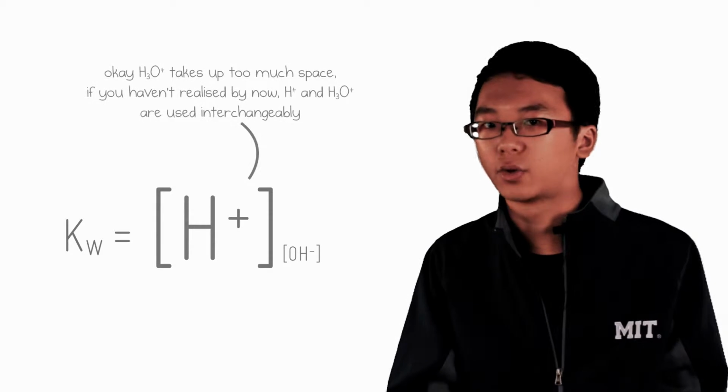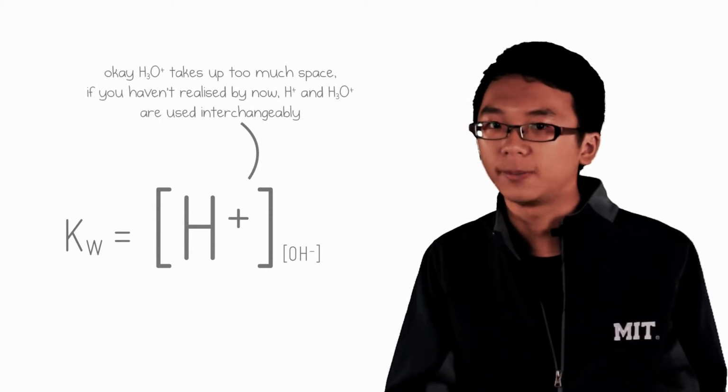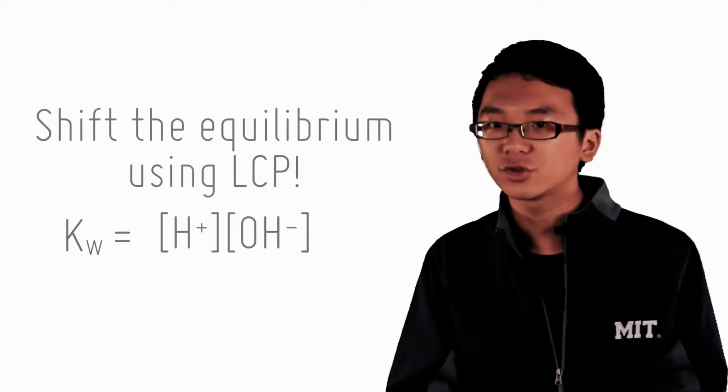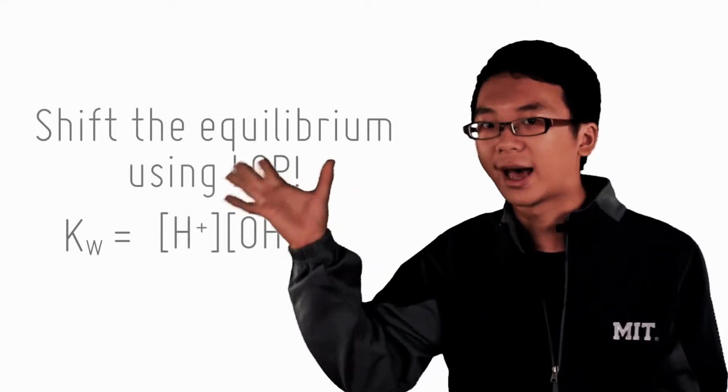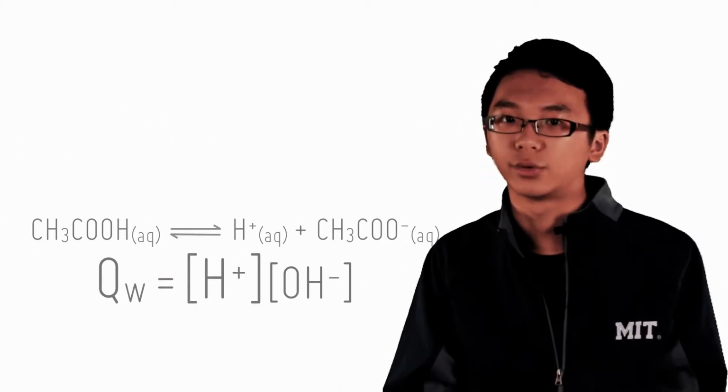This can be done in several ways. Recall your Le Chatelier's principle. You can increase the concentration of hydronium indirectly by adding something that reacts with water to give you hydronium. For example, ethanoic acid, which reacts or dissociates in water to give you ethanoate and hydronium.